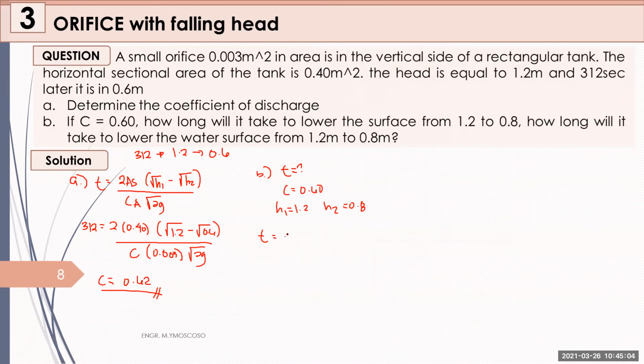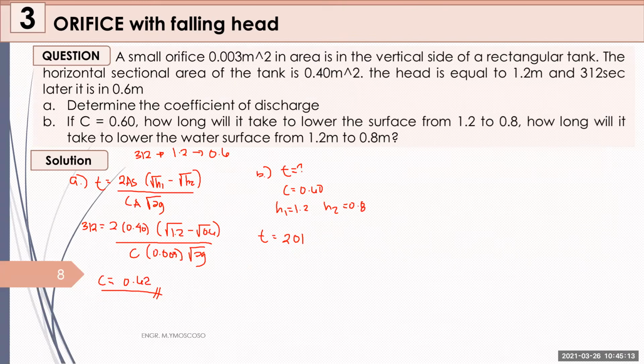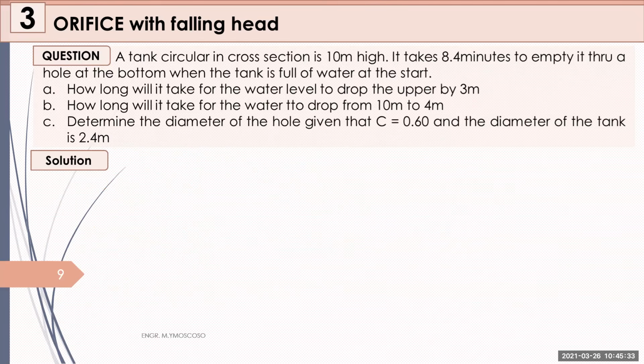So, for your time, that would be 201.70 seconds. Pause lang and kindly confirm. So, from 1.2 to 0.8, you have 201.70 seconds. So, let us try to have this next one.